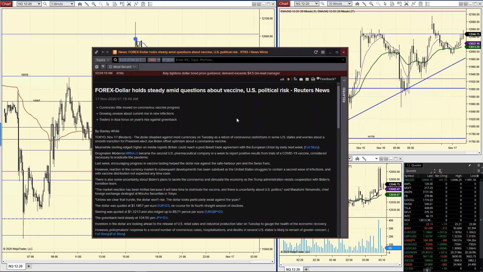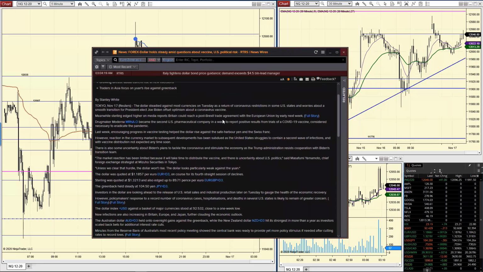So it says the dollar holds steady amid questions about the vaccine, U.S. political risk. The dollar steadied against most currencies on Tuesday as a return of coronavirus restrictions in some U.S. states and worries about a smooth transition for President-elect Joe Biden offset optimism about a coronavirus vaccine. Meanwhile, on media reports, Britain could reach a post-Brexit trade agreement with the European Union.